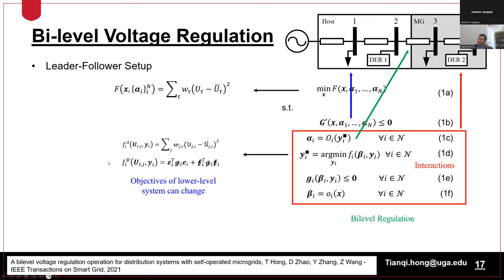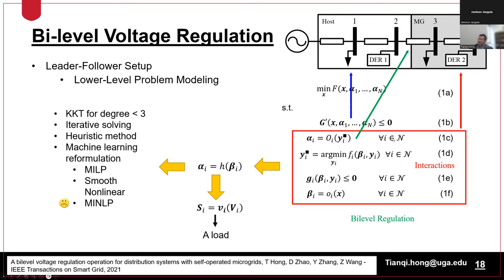Now the problem is how to solve this bilevel voltage regulation problem. Generally, if you look at the circuit, the interaction here is that we try to model the lower level problem as a load, which can be represented as a function between the terminal voltage and the output apparent power from the lower level problem. But the calculation is quite complex. It needs to be obtained through solving an optimization problem.